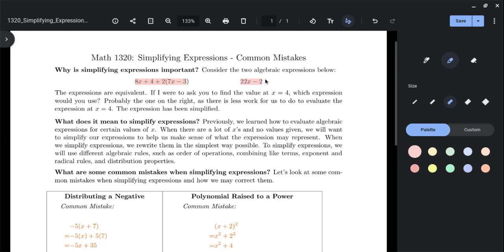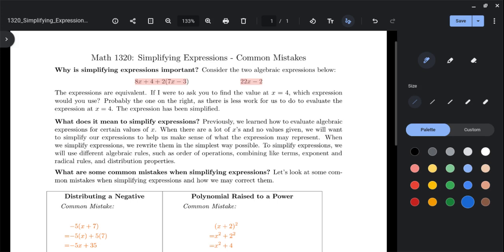And if I told you that these expressions were equivalent, and I then asked you to find the value of them at x equals 4, which expression would you use to find that value? Well, personally, I would choose the one on the right because we only have two operations going on, 22 times x and then minus 2. So I could plug that 4 in for x right away.